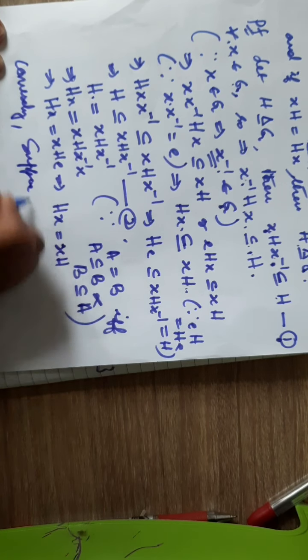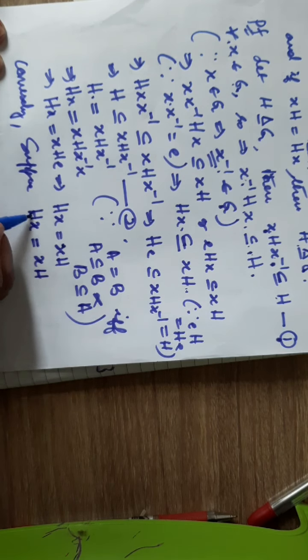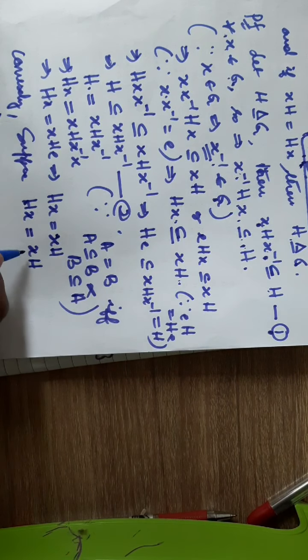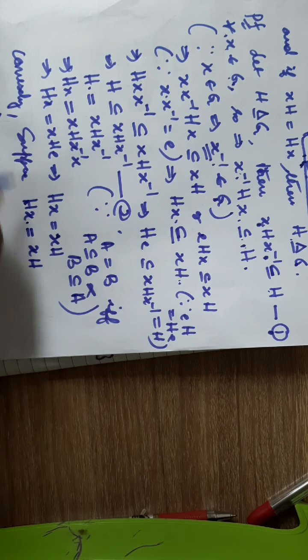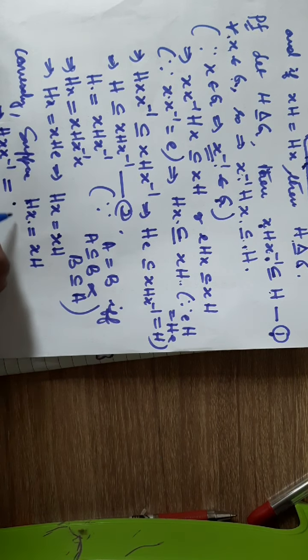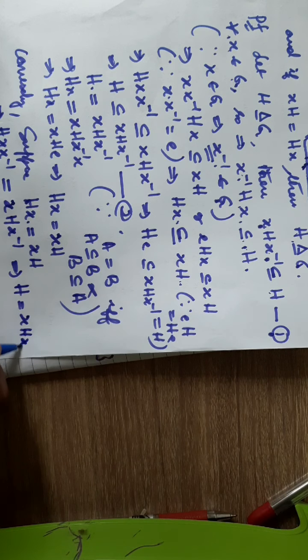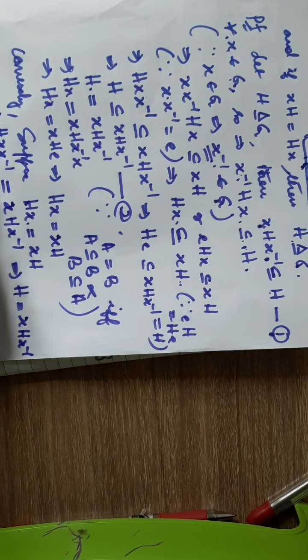And conversely, suppose Hx is equal to xH, then I need to show that H must be a normal subgroup of G. So here, if you multiply on both sides by x inverse but on the right, you get Hx x inverse is equal to xHx inverse, and this implies that H is equal to xHx inverse, because x x inverse gives you e and He is equal to H.